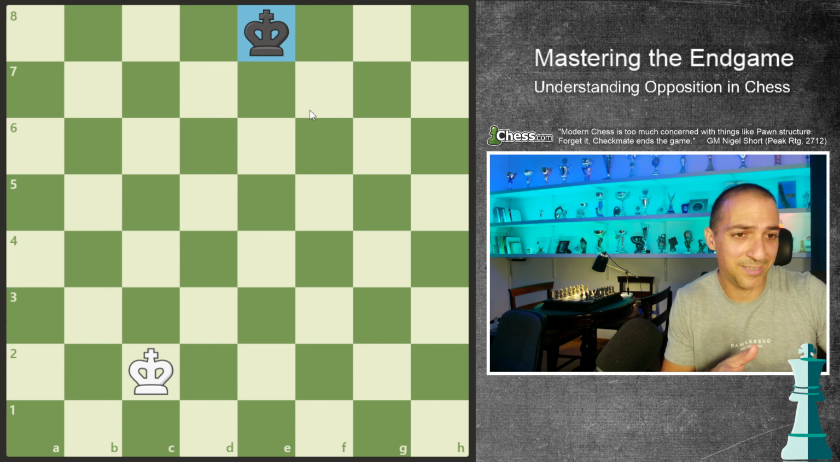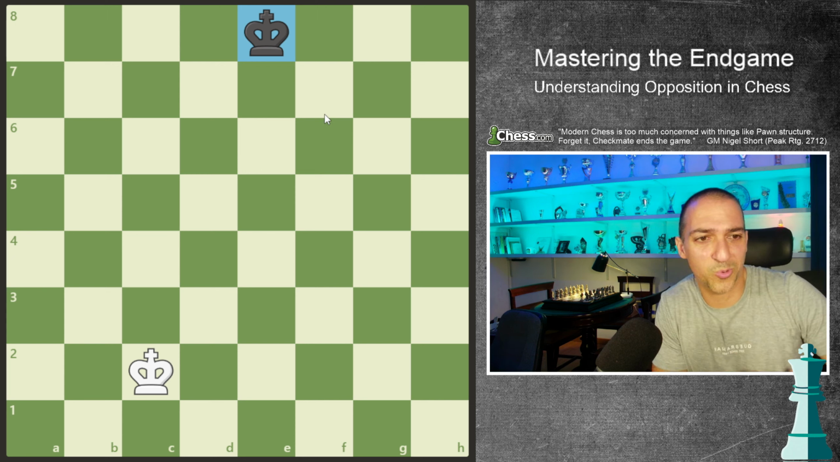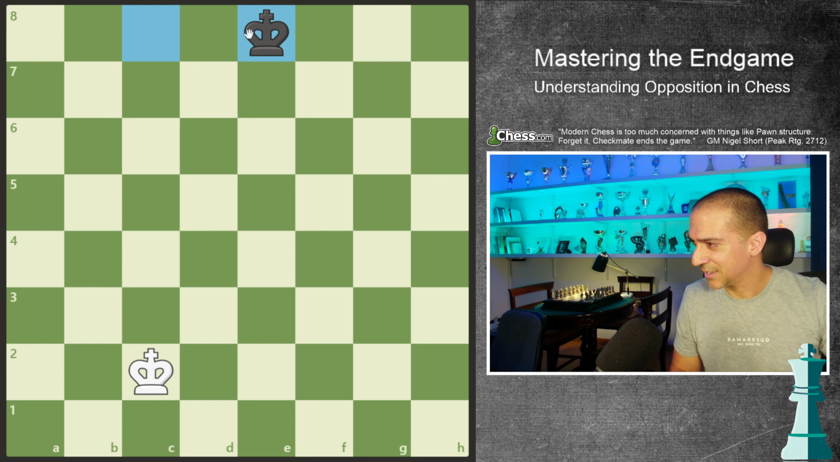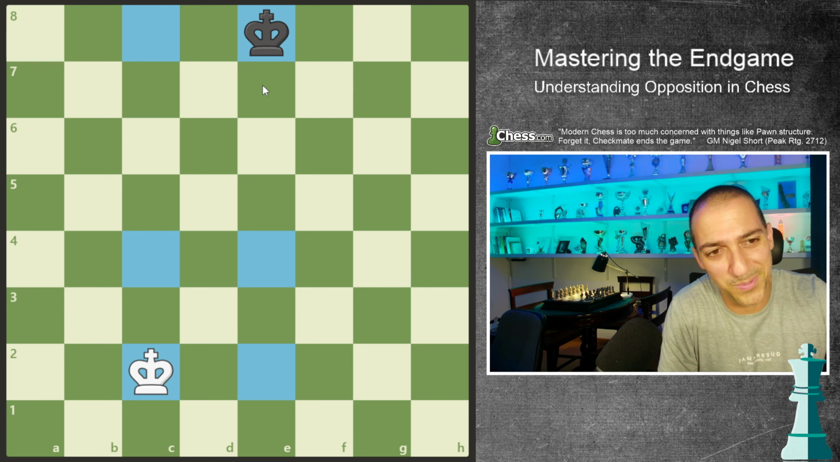And the king is on a white square. So now I want to create squares with white corners. So white, white, white, white. Okay, I cannot go here. White, white. Oh my god, I cannot give opposition.